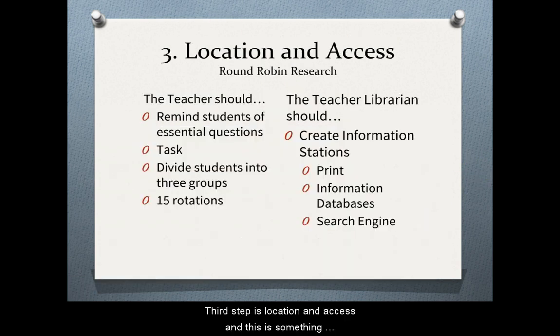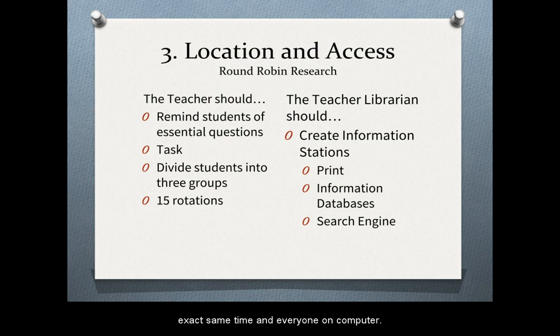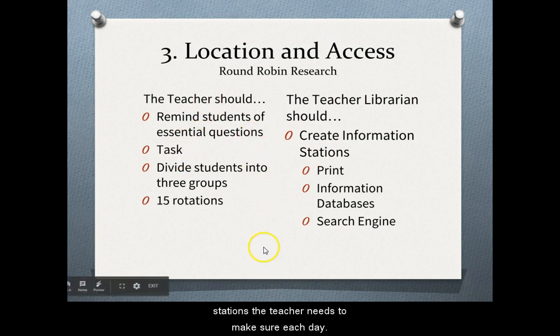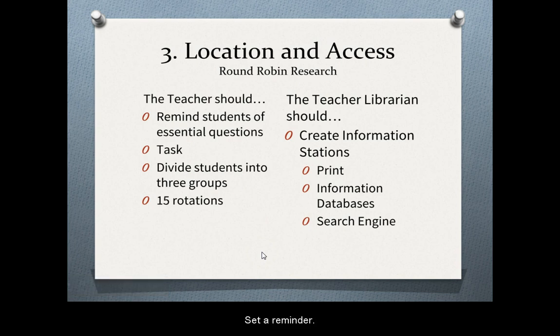So our third step is location and access. And this is something that I am a firm believer in: round-robin research. Instead of having every student doing the exact same thing at the exact same time and everyone on a computer, I think it's a good idea to set up a couple of different stations. The teacher needs to make sure each day that they remind the students of whatever the essential questions are or whatever the task is at hand. Divide the students into 3 groups and have 15-minute rotations.